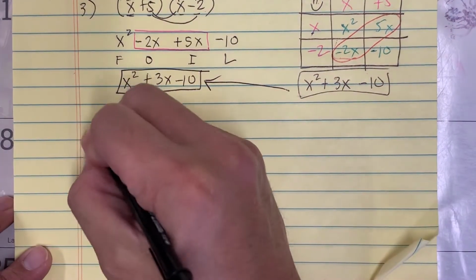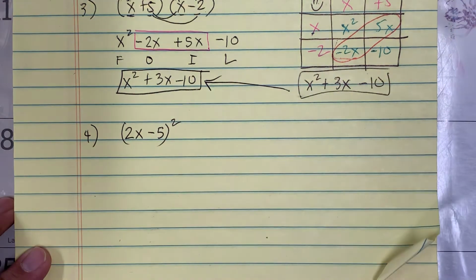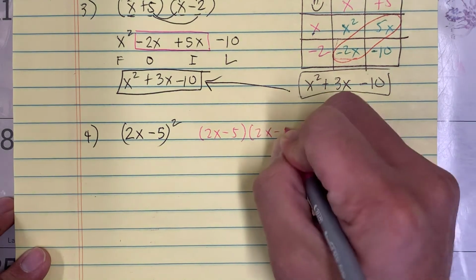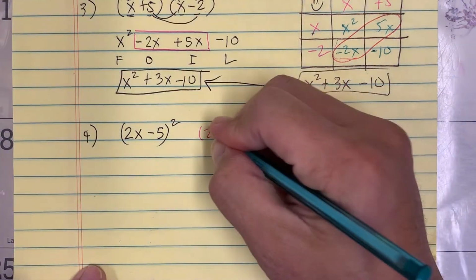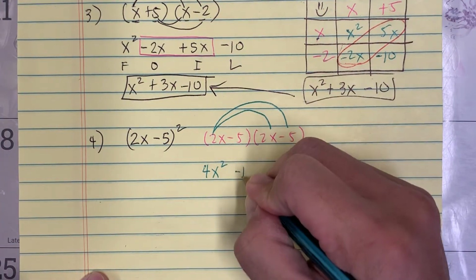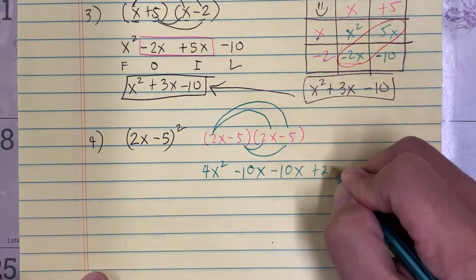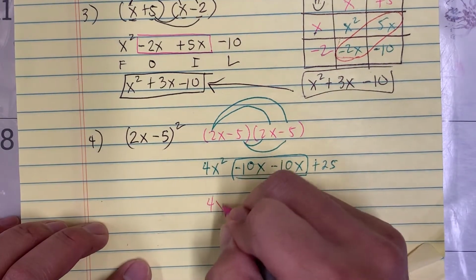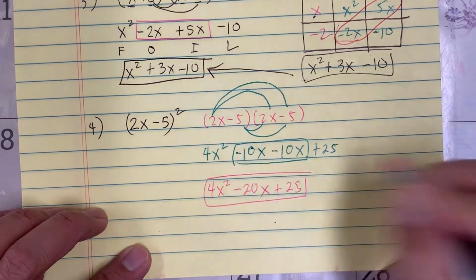What if we have (2x minus 5) squared? The meaning of the squared is that we have (2x minus 5) and (2x minus 5). So it's up to you now if you're going to do FOIL or the box method. For this case, I'm going to do the FOIL. 2x times 2x is 4x squared. Outer. Inner. Last. And I have like terms here. So the final answer is 4x squared minus 20x plus 25. Easy, right?